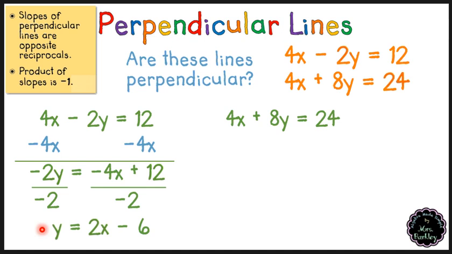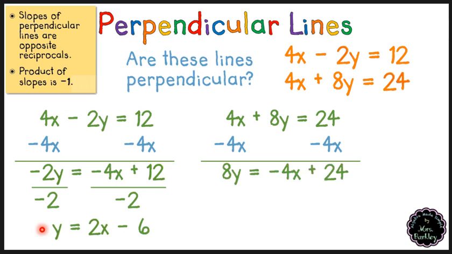Looking at the other equation, 4x plus 8y equals 24, we would subtract 4x from both sides, and our equation would be 8y equals negative 4x plus 24. Divide both sides by 8, and negative 4x divided by 8 would be negative 4/8 x, which we could simplify to negative 1/2 x, and then 24 divided by 8 would give us positive 3. So our equation would be y equals negative 1/2 x plus 3. Now that our equations are in slope-intercept form, we can draw our attention to the slope, or our coefficient of x.